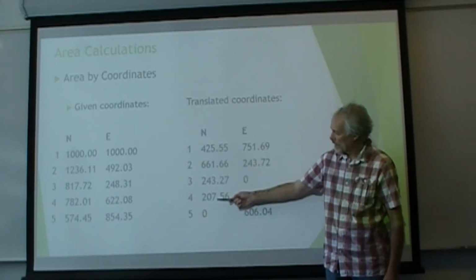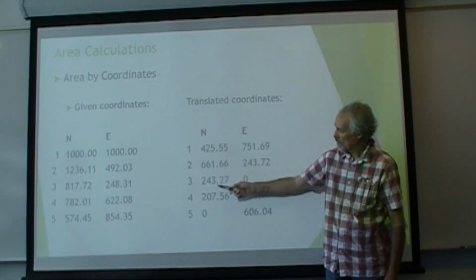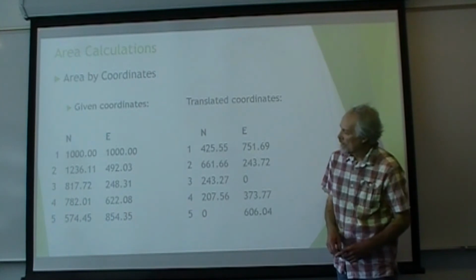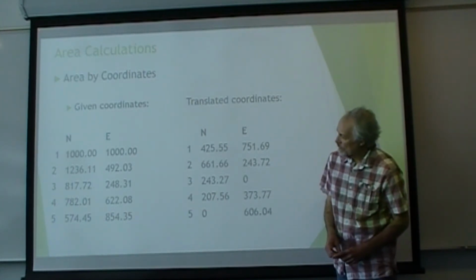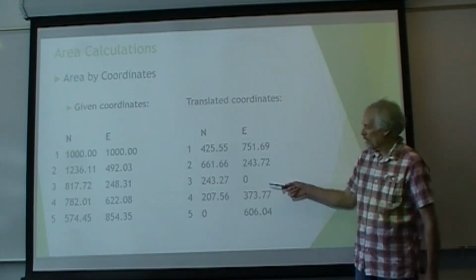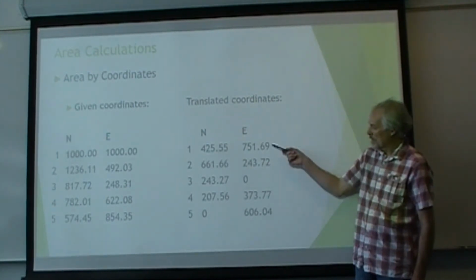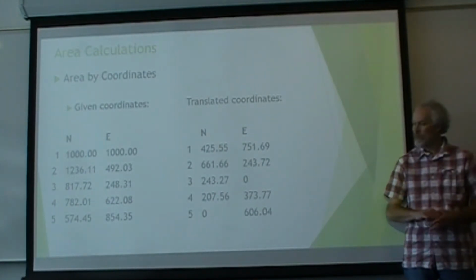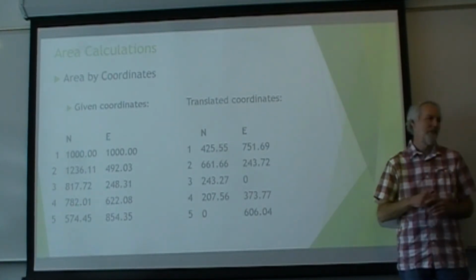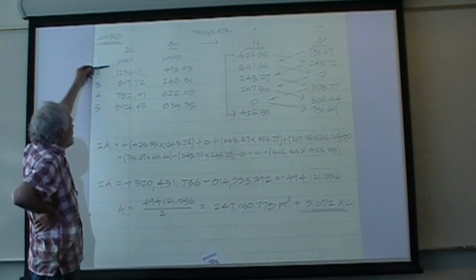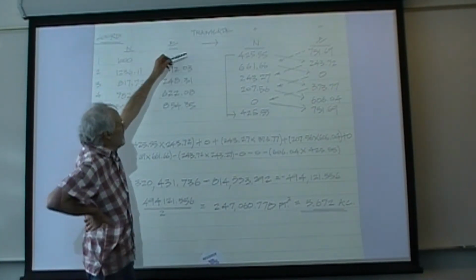I subtracted that 574.45 from each one of these to translate it to the north, and I got a 0. I did the same thing with the east: I looked at my smallest easting value, which is 248.31, and subtracted it from all of them. Those 2 zeros in this translated figure make a huge difference when I go through and do this calculation. This is the same picture, same coordinates that were given. I translated it here.